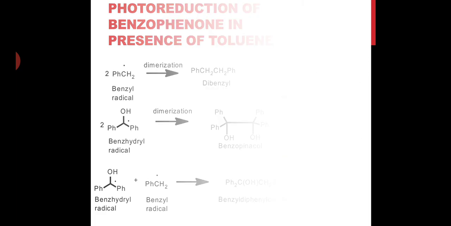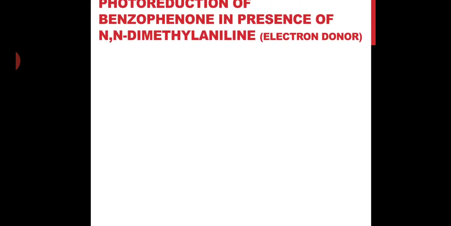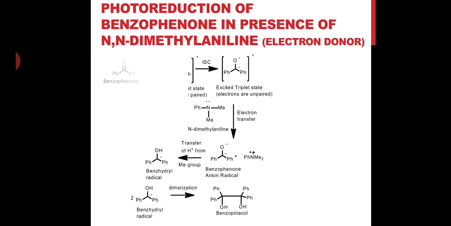Now let's see what happens when the photoreduction of benzophenone is carried out in N,N-dimethyl-aniline. N,N-dimethyl-aniline can donate electrons, as the nitrogen of the aniline group has a lone pair of electrons, and the availability of the lone pair is enhanced by the plus I effect of the two methyl groups. So here the mechanism of the reaction is not hydrogen transfer but electron transfer.